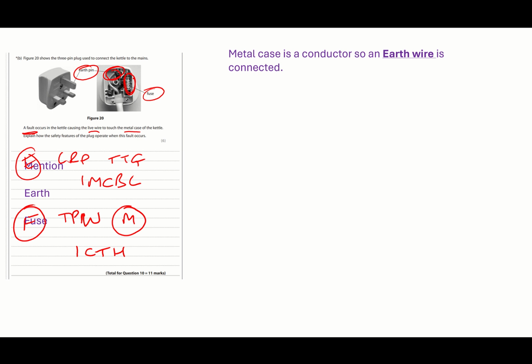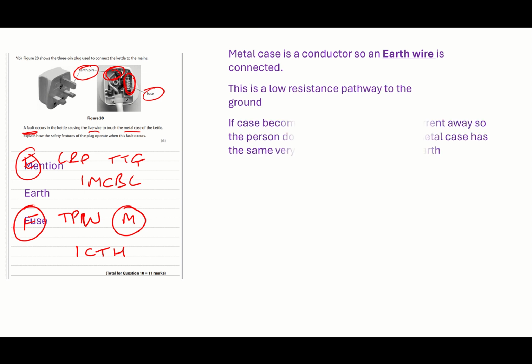Here we go. So the earth, it's the metal case is a conductor, so an earth wire is connected to the metal case. This is a low resistance pathway to the ground. If the case becomes live, the earth carries current away, so the person does not get a shock, as the metal case has the same very low electric potential as earth. So I'm saying that the case will have the same electric potential as the earth, and therefore you're fine. You're not going to get electrocuted.